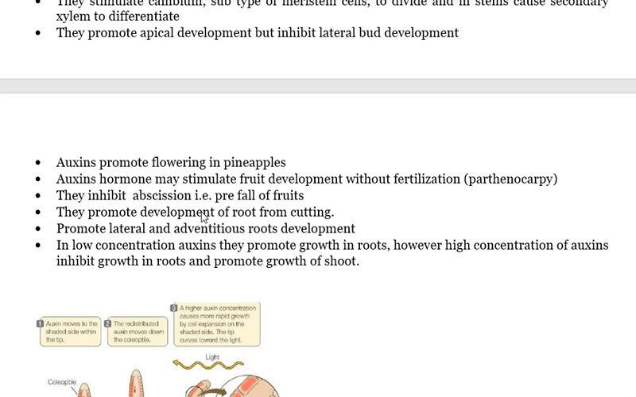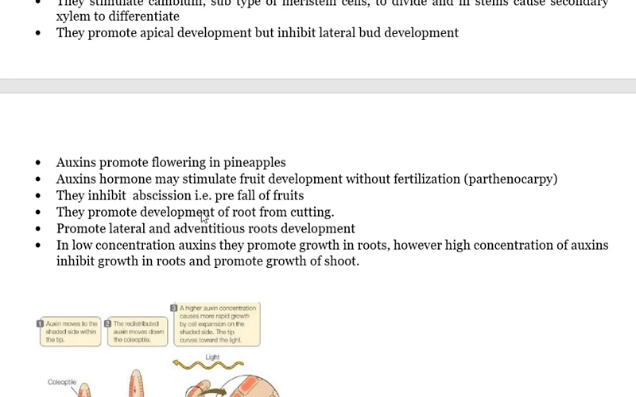Kwa maembe kabla hayajakomaa yanakuwa mateta, yanaanguka. That is what we call abscission. Now in abscission, that means tuna flower nyingi, tukatengeneza fruits nyingi, lakini zile fruits zisifike maturation. Kwa maana at the end of the day we'll end up with a few fruits reaching maturation.